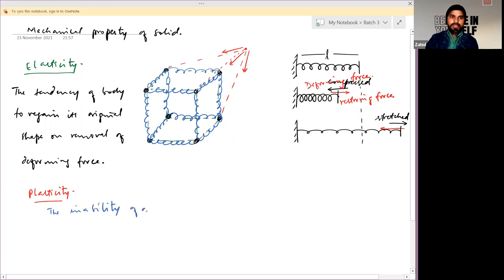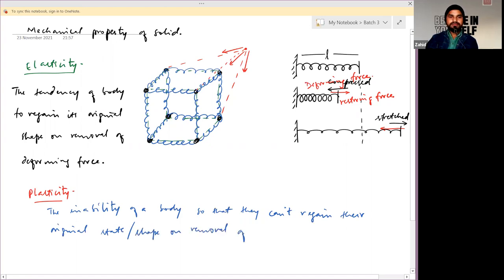The inability of a body so that they can't regain their original state or shape on removal of deforming force is termed as plasticity. Is it clear to everyone?